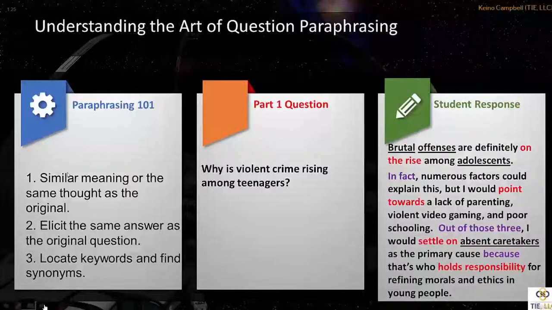So let's look at this one right here. Why is violent crime rising among teenagers? We have the word violent. We can find synonyms for that. We can paraphrase that language. Crime, teenagers.